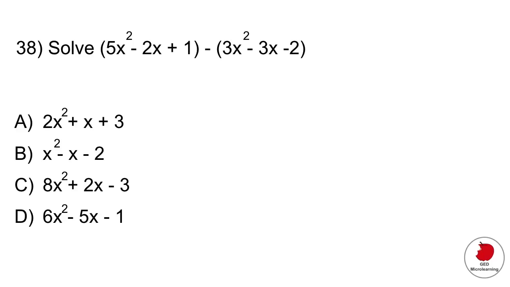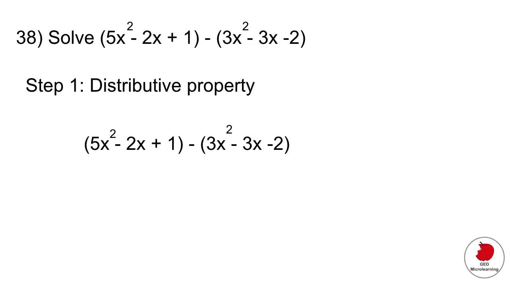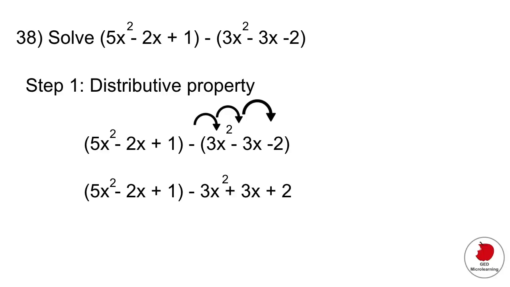All right, so we're going to do another one. This one's a little bit more complex. First of all, as we said, use the distributive property. You're going to take that negative sign and multiply it by each of the components inside the bracket. That would end up with this.